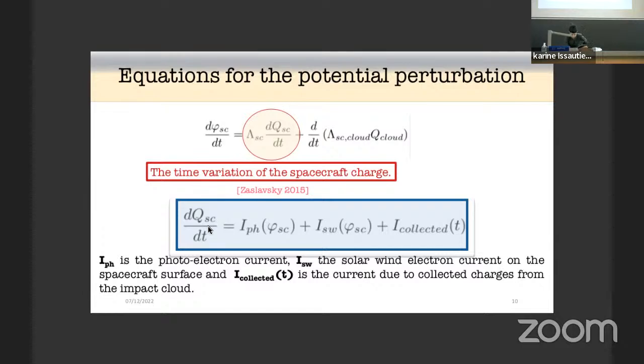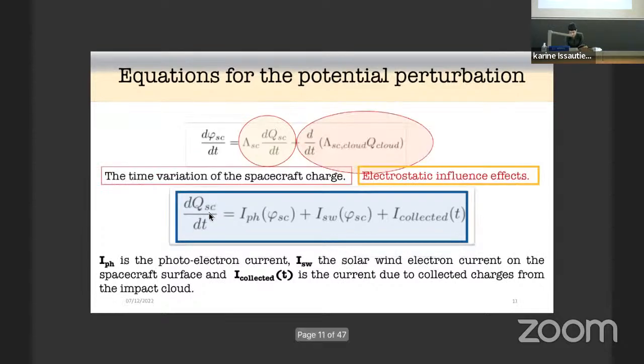And so he defined this charge that is happening under the influence of the photoelectron current, the solar wind current, and the current of the electrons from the cloud. But what we wanted to do was to also include this electrostatic influence effect. And basically, this is the main goal of our work.